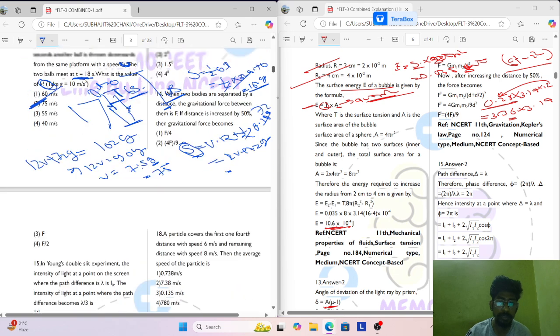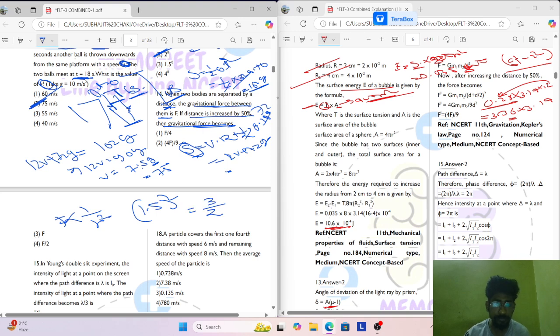When two bodies are separated by a distance, the gravitational force between them is F. If the distance is increased by 50%, the gravitational force becomes? We already know F is proportional to 1 by r square. 50% increment means it is multiplied by 1.5, that is 3 by 2 whole square. So therefore the answer will be 9 by 4. So we can say directly the answer will be 4F by 9. Just take this number, you can calculate.